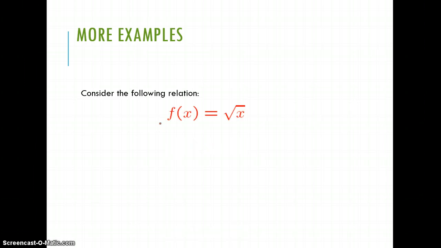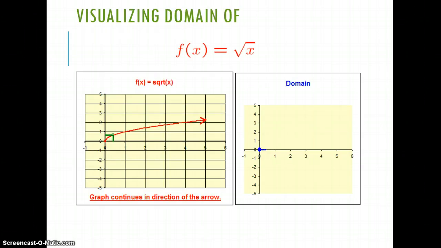So we have more examples here. Consider the following relation: f of x equals the square root of x. Is this a function? What is the domain and the range? Alright, so this is our representation of what it is. So we're going to set the domain. The domain moves along, as you can see here, through x, and it goes way to the right.